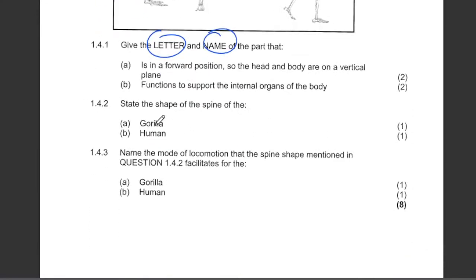They're saying state the shape of the spine in gorilla. Gorilla is the C shape, and humans is S shape. I think the people who are using the distinction material are understanding what I'm trying to say. Yes, I think you are getting it right straight away. Right? Because we have been talking about this over and over again.